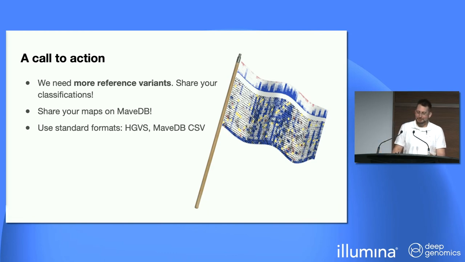So if you happen to make more classifications, please share them with the community. Same thing goes with share all of your maps that you're generating. We have a beautiful database, MaveDB, out there, which is setting its goal to collect all the data that we generate. Please contribute to it. A call to please use standard formats for this. Try to use the HGVS standard to describe your variants and the MaveDB CSV format to submit your data.